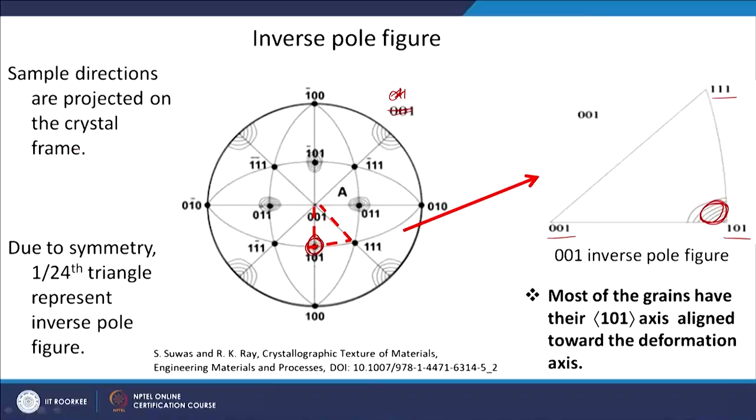So, all the sample directions are projected on the crystal frame. You can see that what we are fixing here, we are not saying whether RD, TD, ND, we are fixing the crystal frame. So, 001, 101, 111, this is what we have fixed, and now we are looking at how the ND direction is oriented with respect to these crystal directions, or crystal reference frame.